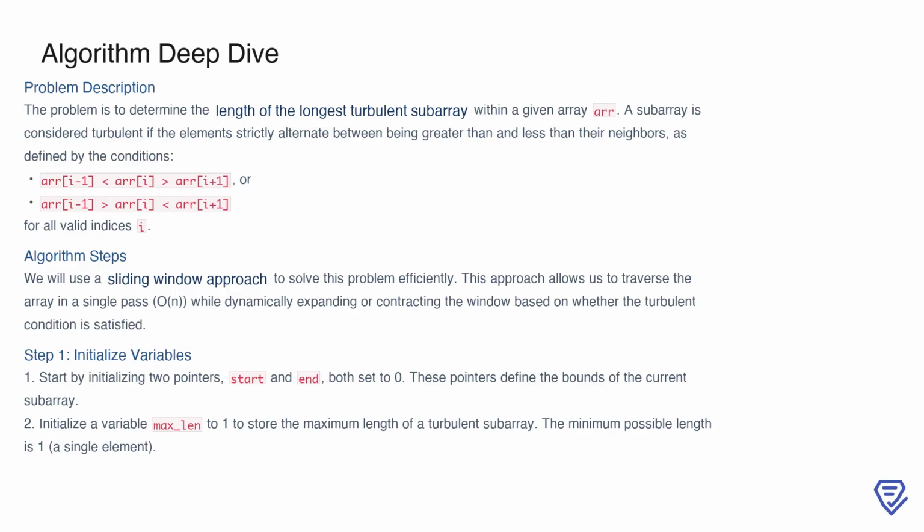First, we initialize two pointers, start and end, both set to 0. These pointers define the bounds of the current subarray. Additionally, we maintain a variable max_len that tracks the maximum length of a turbulent subarray found so far. We initialize max_len to 1, as the minimum length of any subarray is 1, corresponding to a single element.